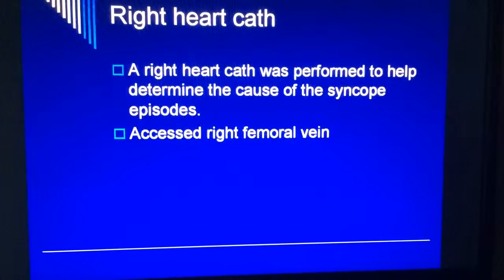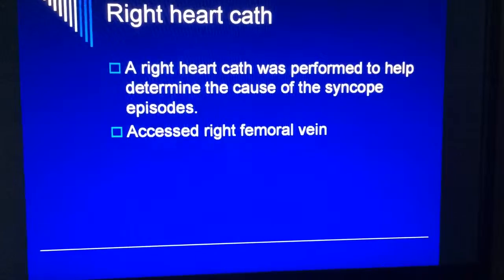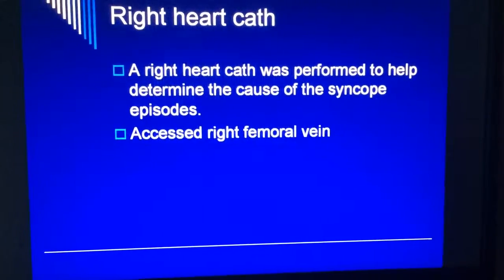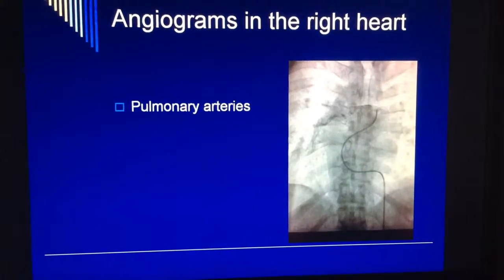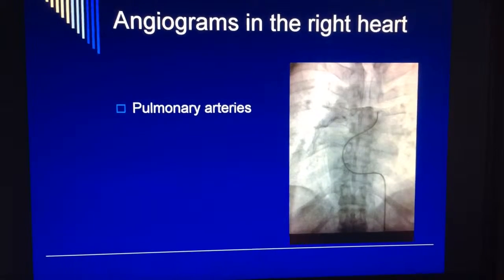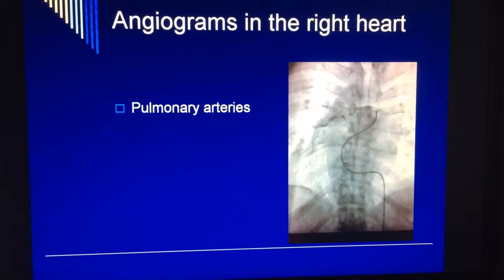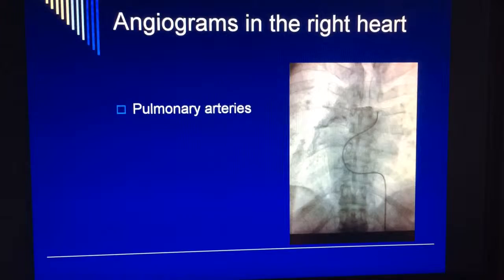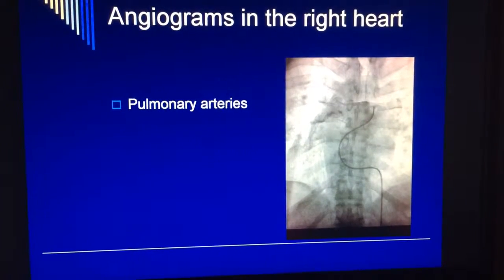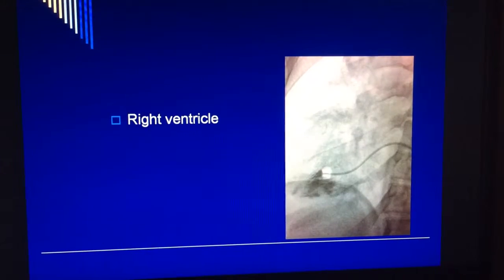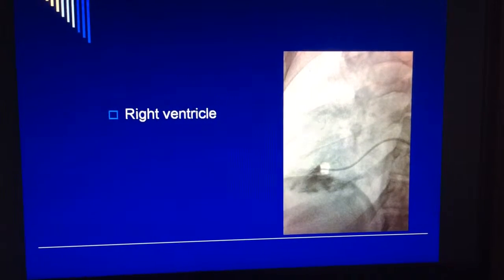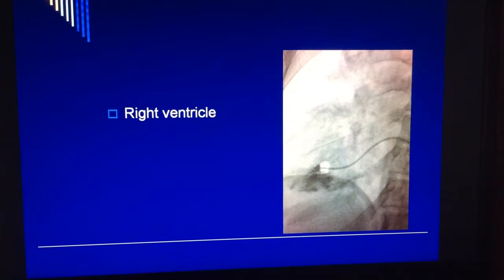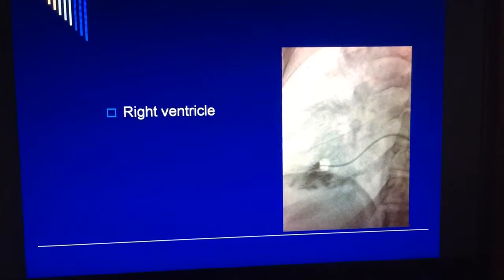We also did a right heart cath to help us determine the cause of the syncope episodes, so we went through the right femoral vein. The picture's not very good, but we did an angiogram of his pulmonary arteries. We had a difficult time getting the catheter up there. This is an angiography of his right ventricle, so you can see the balloon on the Swan.